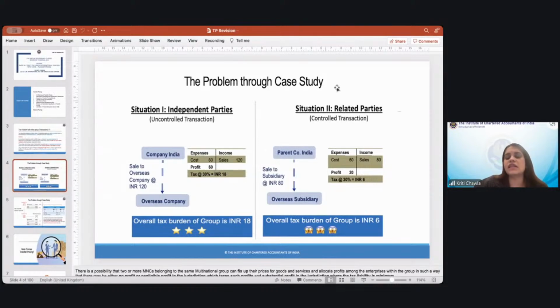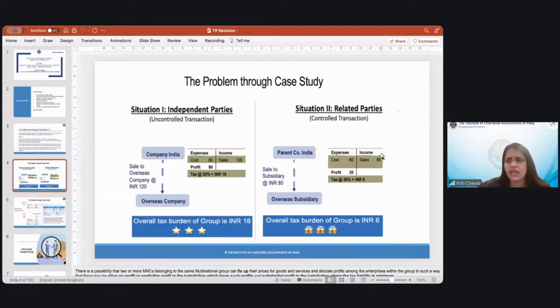Now, let's look at another situation, which is exactly the same thing, but the difference is that now the parties are related to each other. So this company in India is the parent company, and now they are selling it to an overseas subsidiary. Not an overseas company, they are selling it to their own subsidiary out here. So the parent company is selling to an overseas subsidiary, and they are related to each other. Now the cost remains the same, manufacturing this pen at the rate of 60 rupees. Sales is at the rate of 80 rupees.